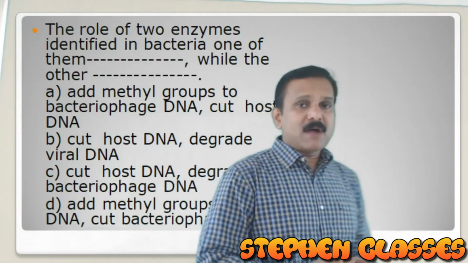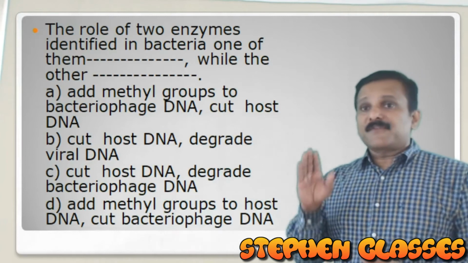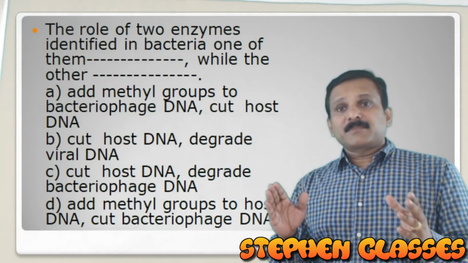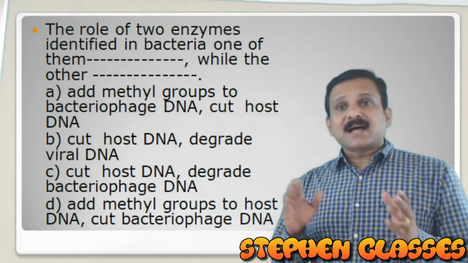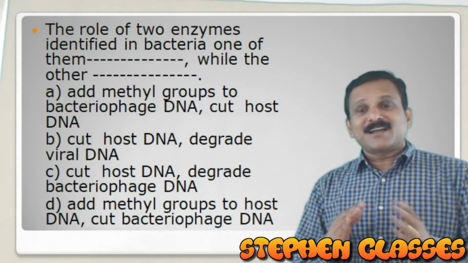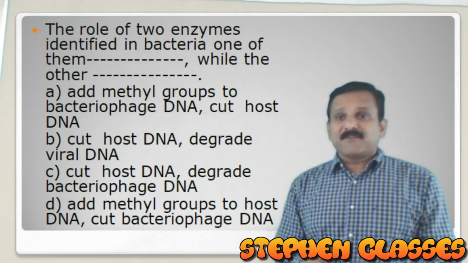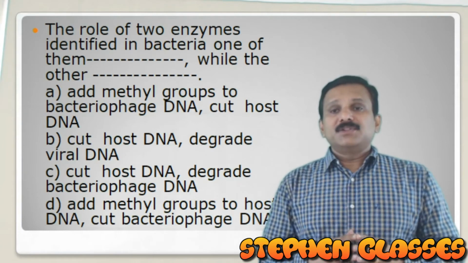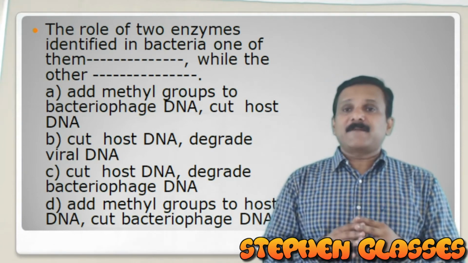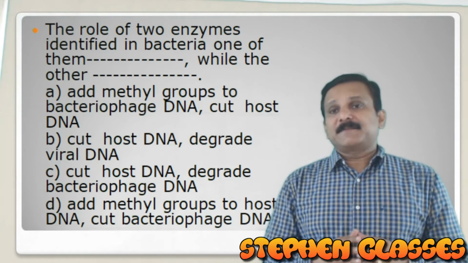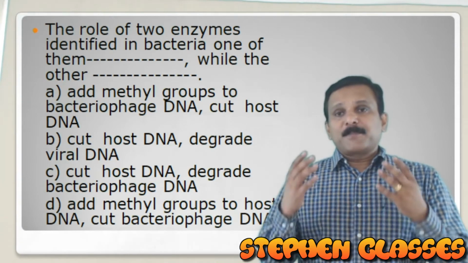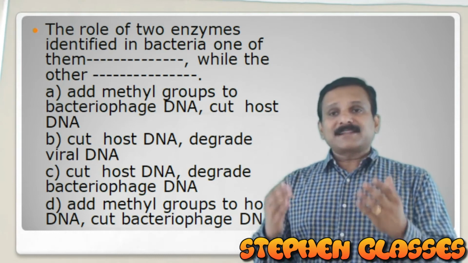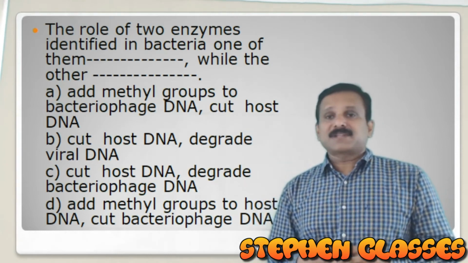So here we have the first question for you. The role of two enzymes identified in bacteria. One of them does dash while the other will do dash. So here two sets of enzymes have been identified in bacterial cells and they are asking about the role of these two enzymes. In 1963, two enzymes were identified that will protect that bacterial cell from the attack of bacteriophage.